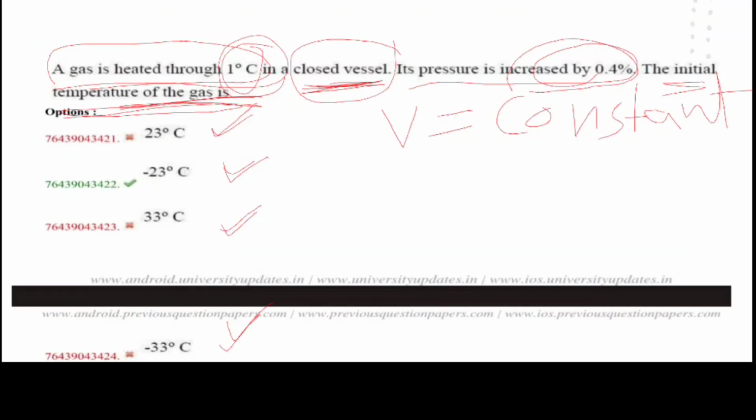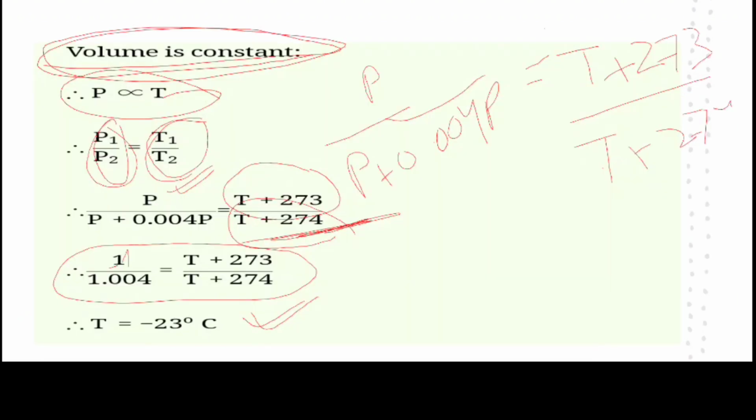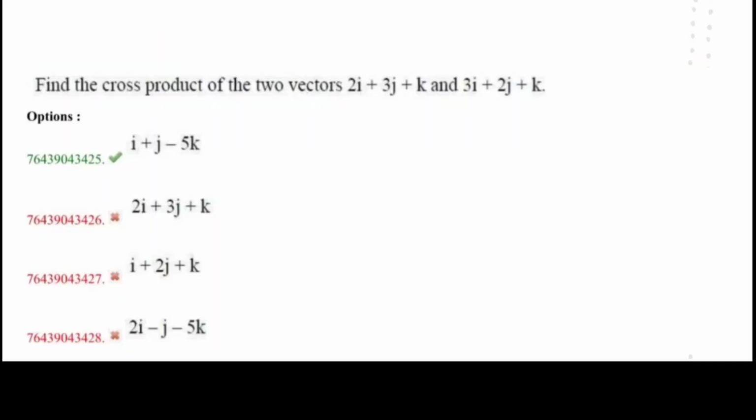So here we see in this answer T equals to minus 23 degrees centigrade. We just have to concentrate on this word, closed vessel. V equals to constant, volume equals to constant. When the volume is constant, pressure is directly proportional to temperature, and you should take the initial and final values and calculate the T. Let's dive into the next question.